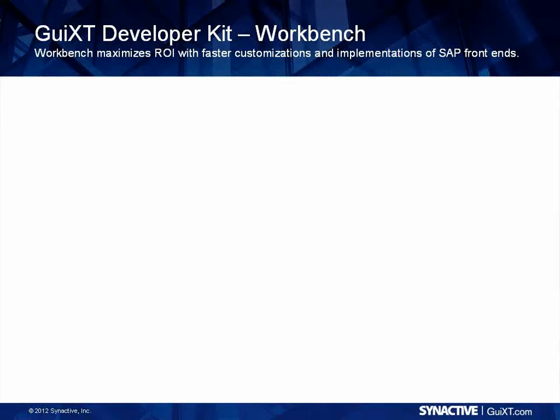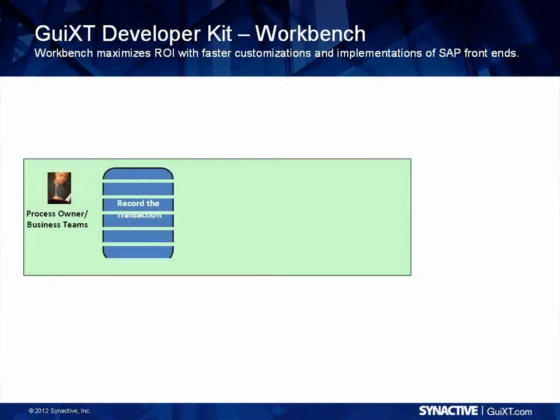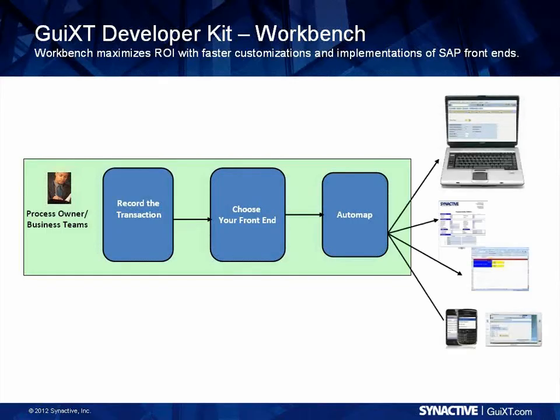Our developer kit includes two components. One is the designer, the other is the workbench. Today we are going to concentrate on the workbench piece of it. Basically, the workbench offers 3 steps to create your interface. You record the process, you choose the front end, which is the environment where you want to render the simplified screen, and then you automap or create the script. It's a simple process, and you can render the workbench created screens to either a desktop or to a mobile device, or take it offline.